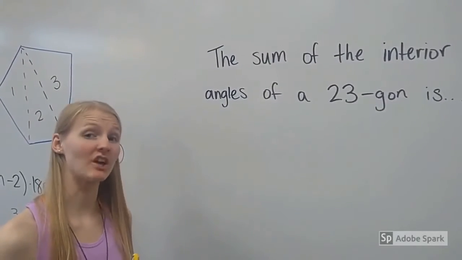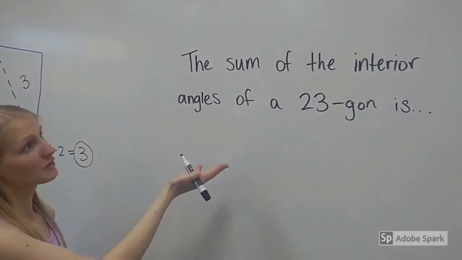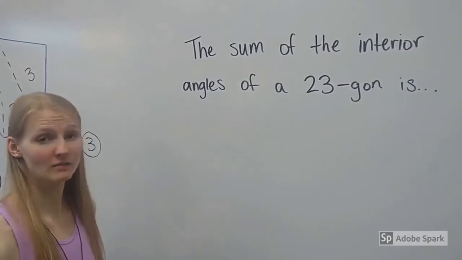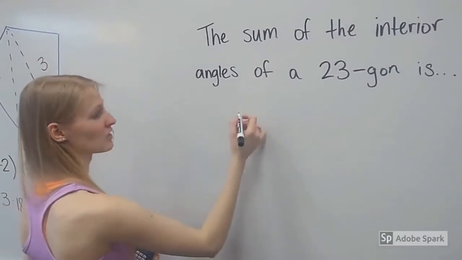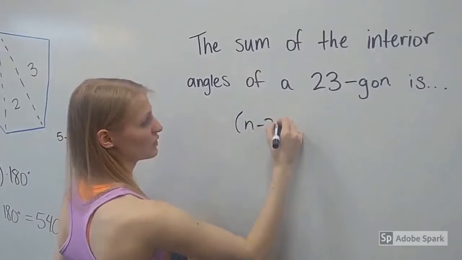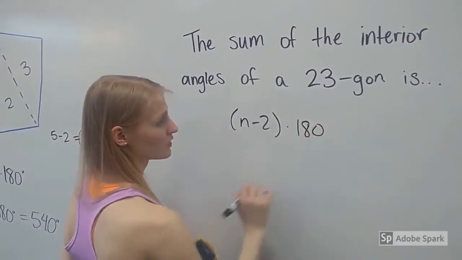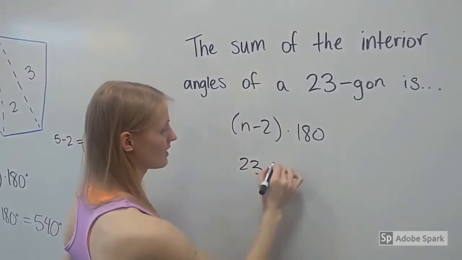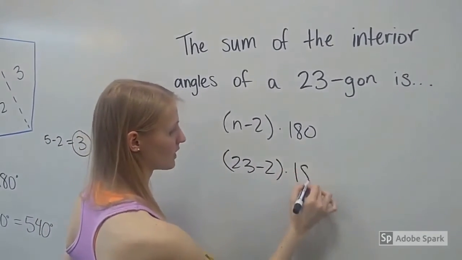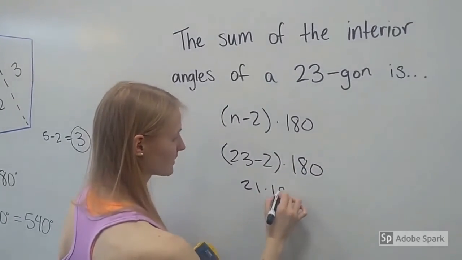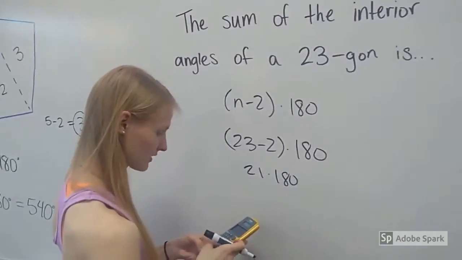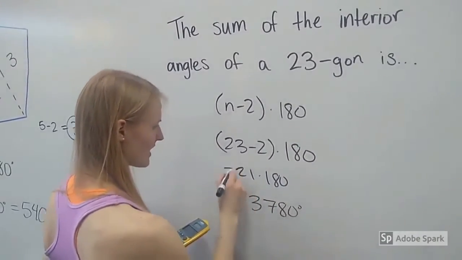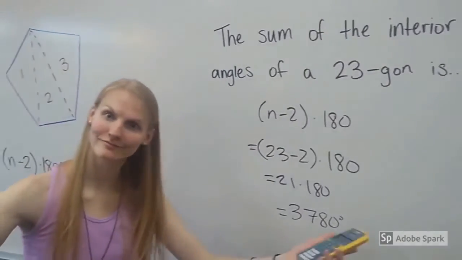A type of problem we saw in 7.1 was find the sum of the interior angles of a 23-gon. Well, we know that the sum of interior angles is always n minus 2 times 180, where n is the number of sides. So let me take 23 minus 2 times 180, which is 21 times 180, which is 3,780 degrees.